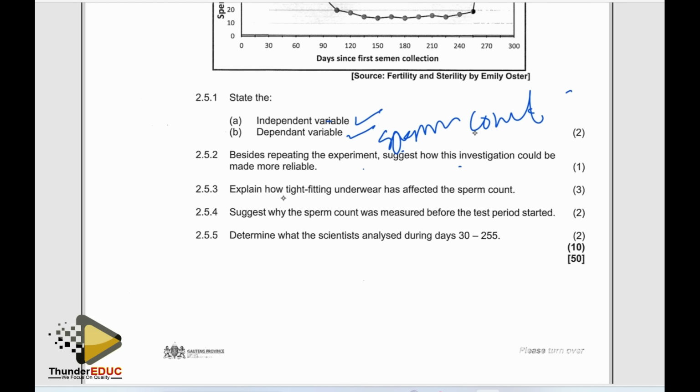Let's go. Explain how the type. So we have said it, talked about it. Suggest why sperm count was measured before the test period. The reason why they measure the sperm count is to bring about the baseline, for comparison, to compare the results.